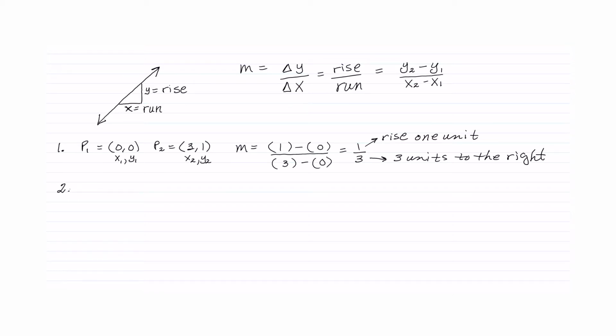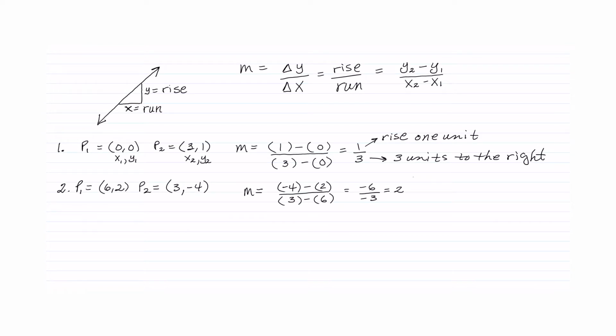So let's do another example. Point number 1 is going to be (6, 2), and point number 2 is going to be (3, -4). So our slope is y2 minus y1 over x2 minus x1. y2 is -4, y1 is 2, x2 is 3, and x1 is 6. So we have -4 minus 2, which gives us -6, over 3 minus 6, which is -3. So -6 divided by -3 is going to be 2. So our slope is 2.